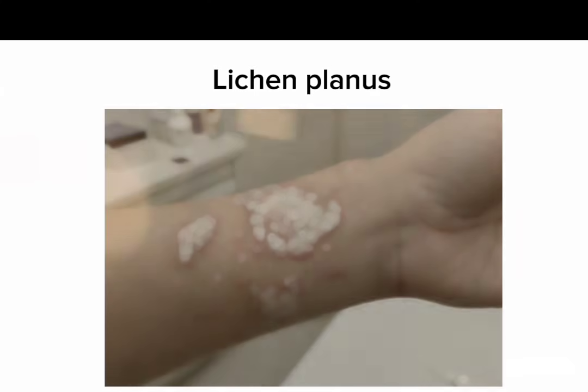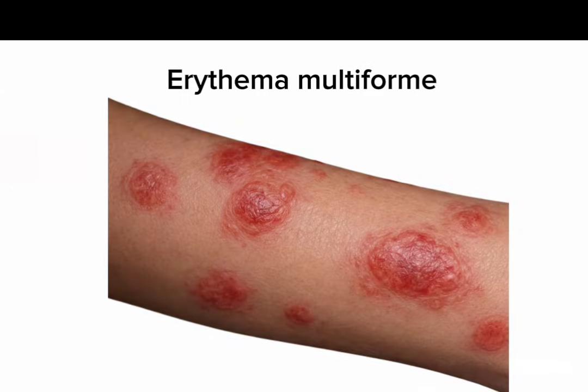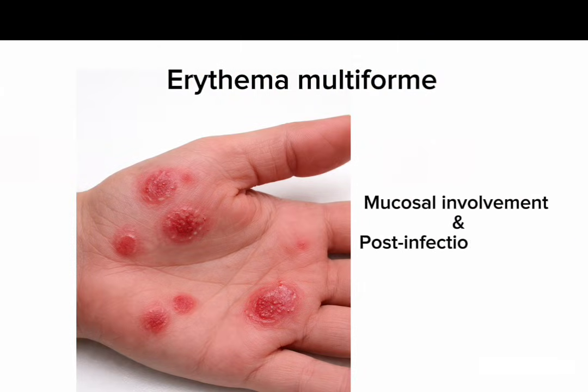Lichen planus may also resemble Pemphigus foliaceus. Erythema multiforme can mimic it too, when vesicles rupture and leave superficial erosions and crusts. However, classic target lesions, mucosal involvement, and a post-infectious history help distinguish it.